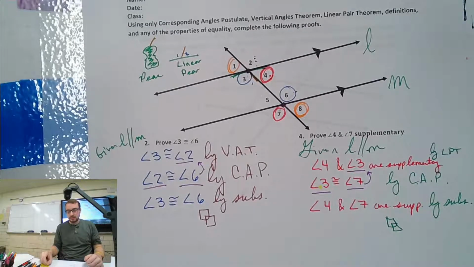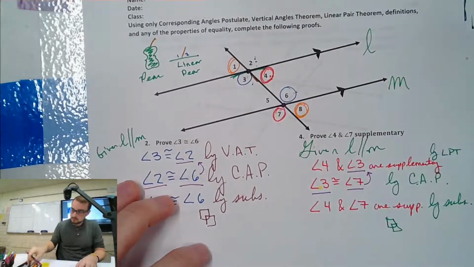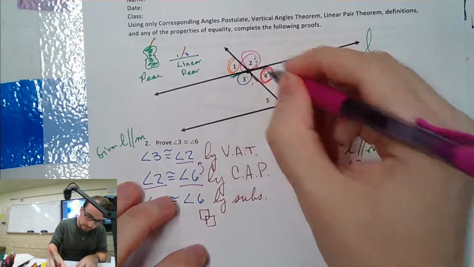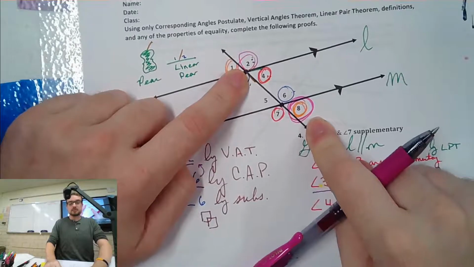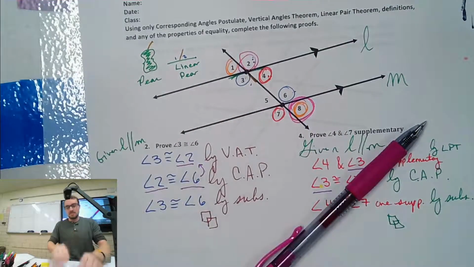All right, number 5. It says 2 and 8 are supplementary. Blue. 2 and 8. Tell me your strategy. 2 and 8. Fine.